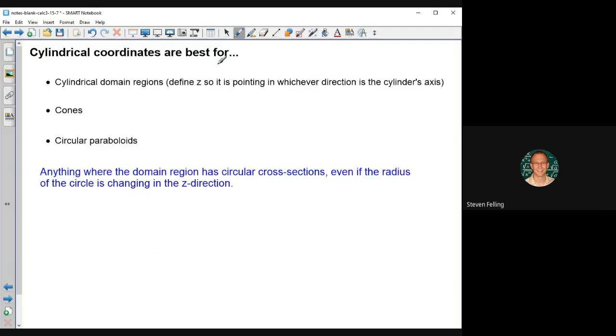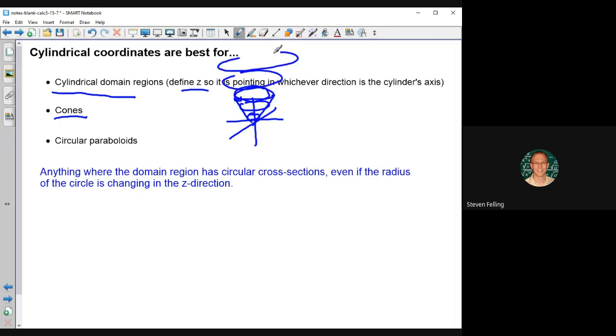Cylindrical coordinates are best for anything that has a cylindrical domain region, and we can define z as the cylinder's axis. It's also good for cones, because even though a cone doesn't have a constant radius, there is still a circular cross-section. Maybe the radius is changing as we go up in the cone, but cylindrical still works well for that.